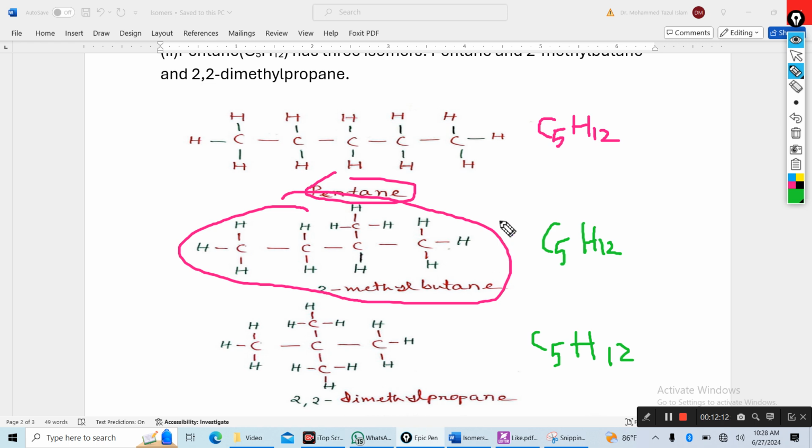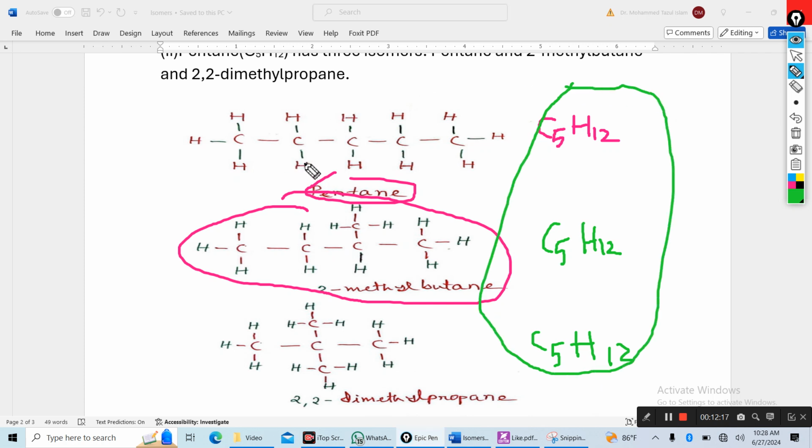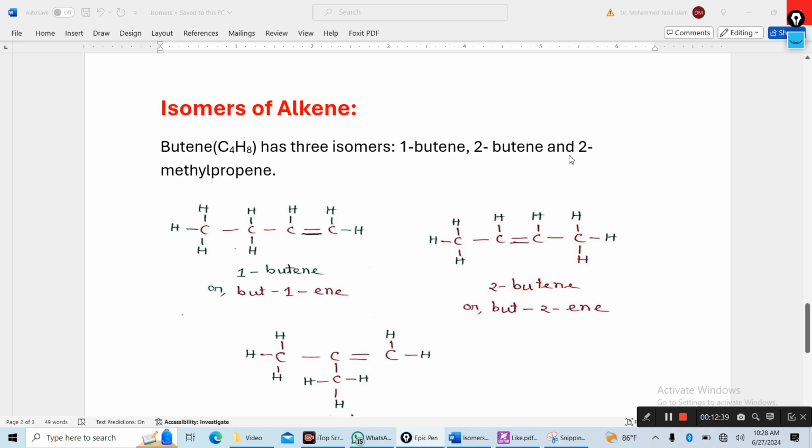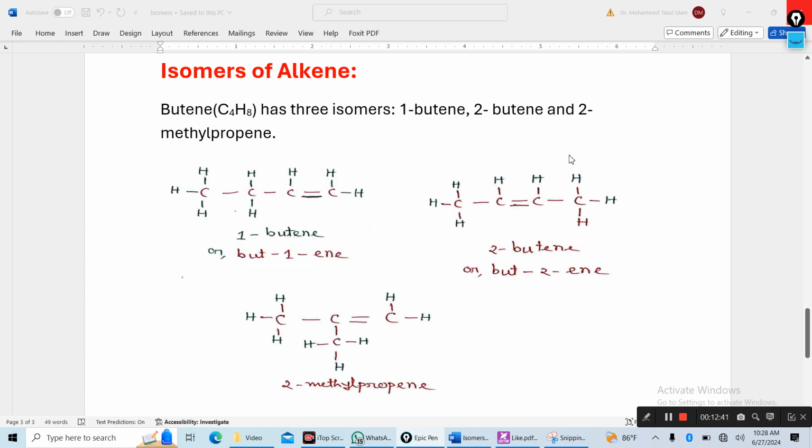These 3 compounds have the same molecular formula, but their displayed formula is different. So these 3 compounds are the 3 isomers of pentane. You know what isomers are? Same molecular formula but different structural formula or different displayed formula. Now I showed earlier the isomers of alkane.